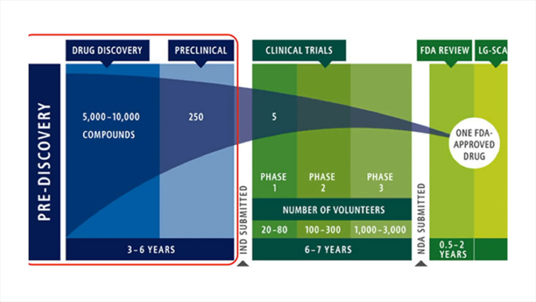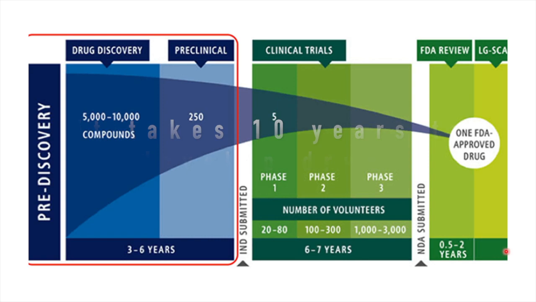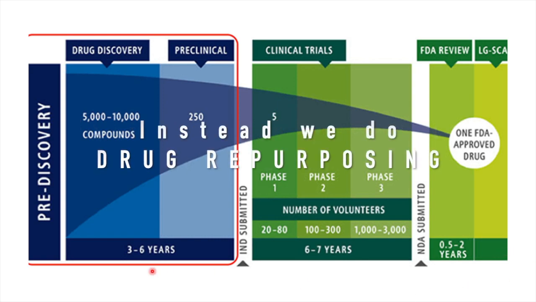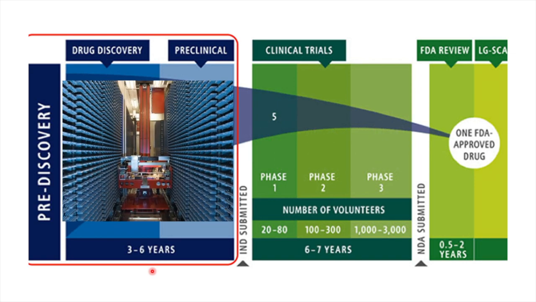But how are they developed? Traditionally, it takes around 10 years for a drug to be discovered, developed, and approved by the FDA before it can be used. However, we can't wait that long. This is why it is better to find a drug that has already gone through that process.